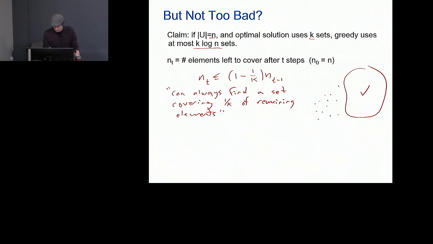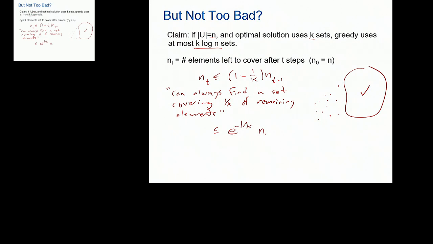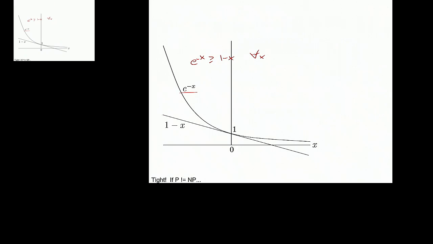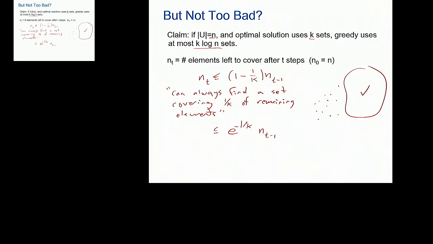Because here's 1 minus x, so I'm going to write this as e to the minus 1 over k, and t minus 1. So 1 minus 1 over k is less than or equal to, so this is 1 minus 1 over k and e to the minus 1 over k. Cool? Really that just makes the math easy because, well, now I can just multiply.